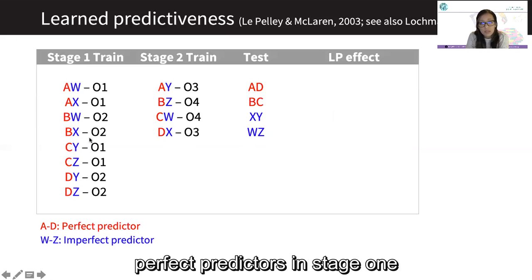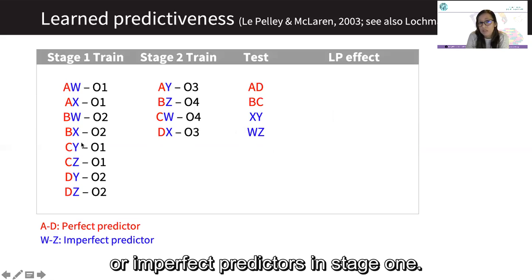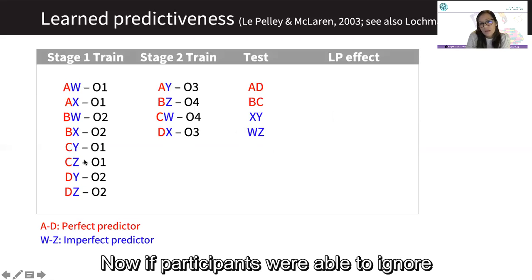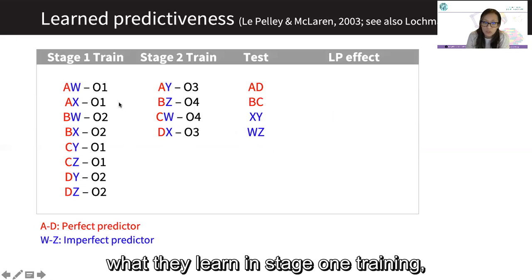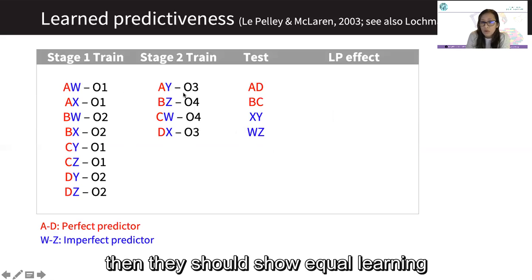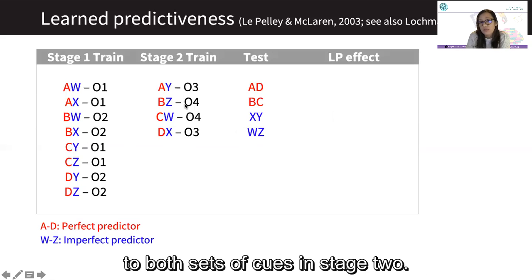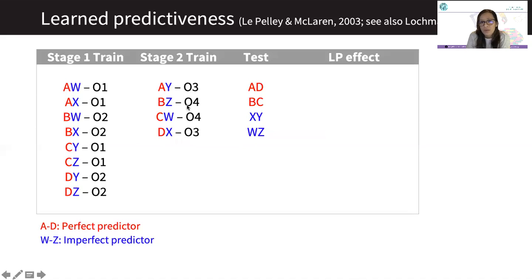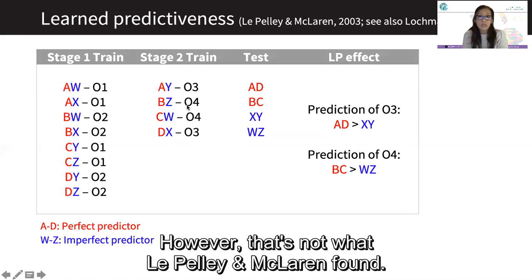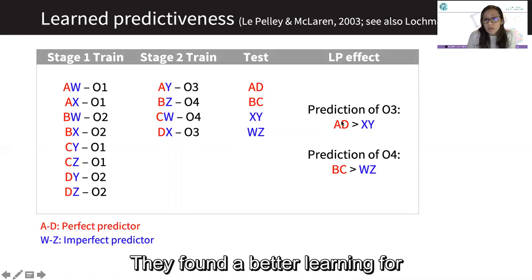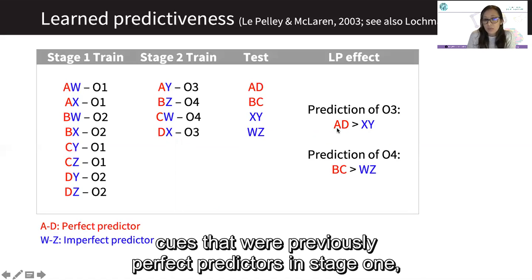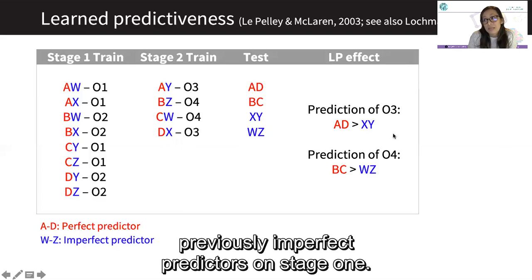And then in the test phase, participants were presented with new compounds consisting of cues that were either perfect predictors in stage 1 or imperfect predictors in stage 1. Now, if participants were able to ignore what they learned in stage 1 training, then they should show equal learning to both sets of cues in stage 2. However, that's not what Pelley and McLaren found. They found better learning for cues that were previously perfect predictors in stage 1 compared to cues that were previously imperfect predictors in stage 1.